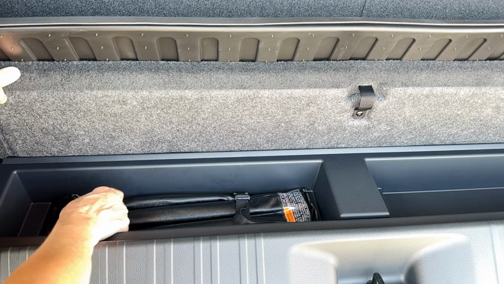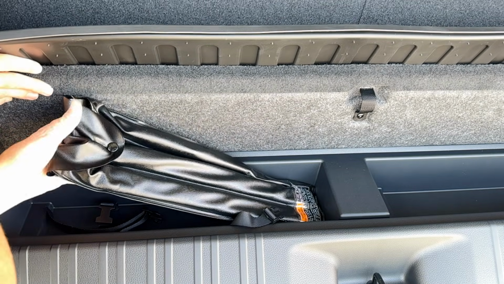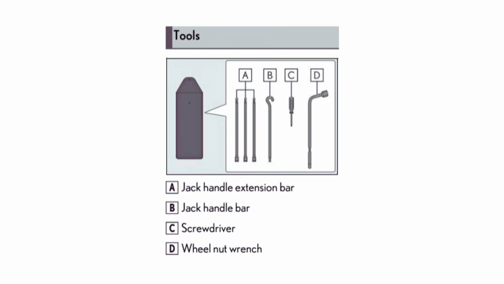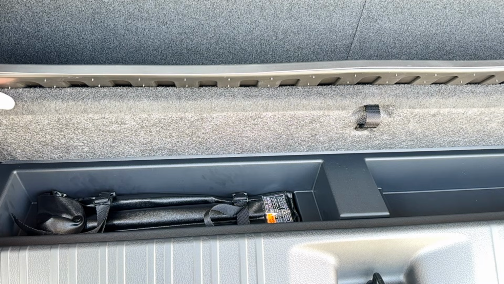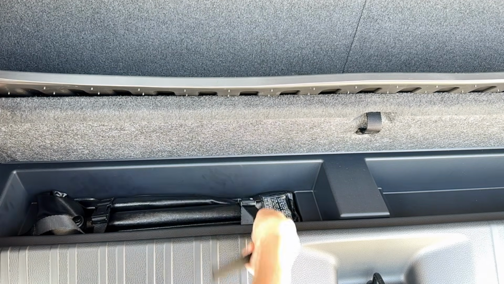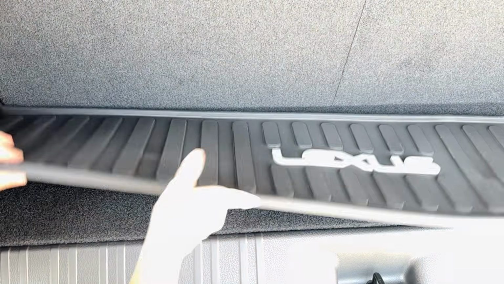Just unclip the pouch to remove the tools. The pouch contains the jack handle and extension bars, a small screwdriver, and the wheel nut wrench. You could also store the wheel lock key here if you prefer. Just reattach the clips and cinch the tools down into place so that they don't make noise while you're driving.